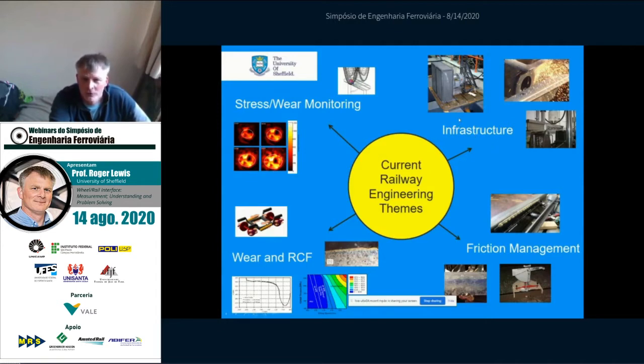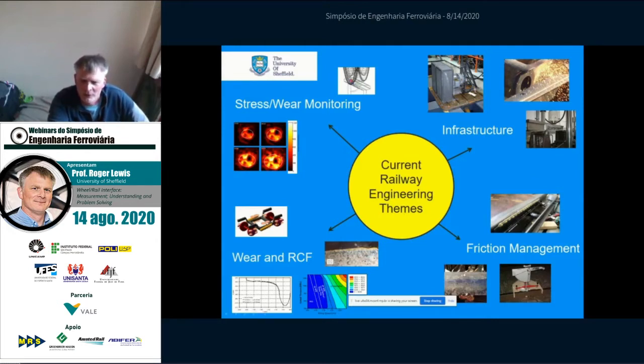We look at infrastructure, so overhead line, rail joints, and we're developing a brand new grinding technique at the moment. I won't be talking about it today, but at the moment we've managed to achieve speeds 3 times faster than the conventional grinding techniques that are used at the moment. So that's quite an exciting development.